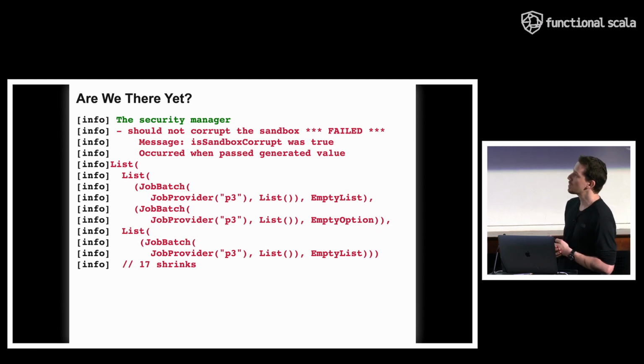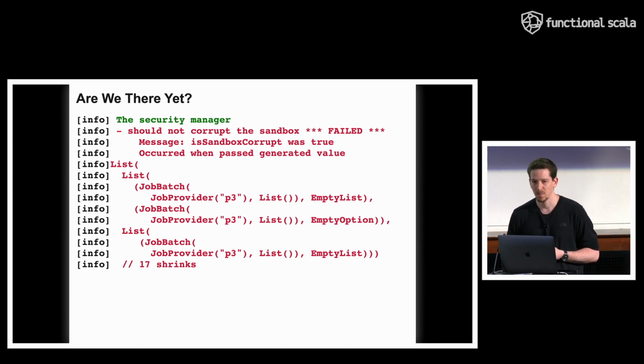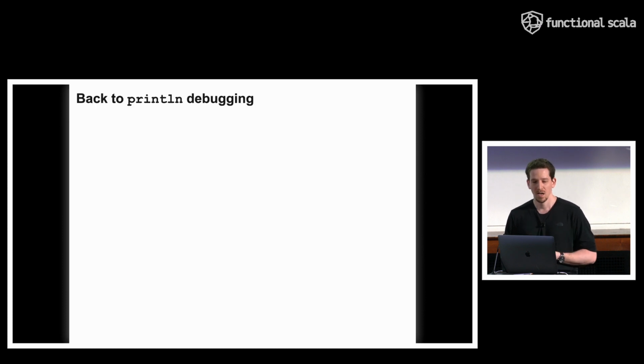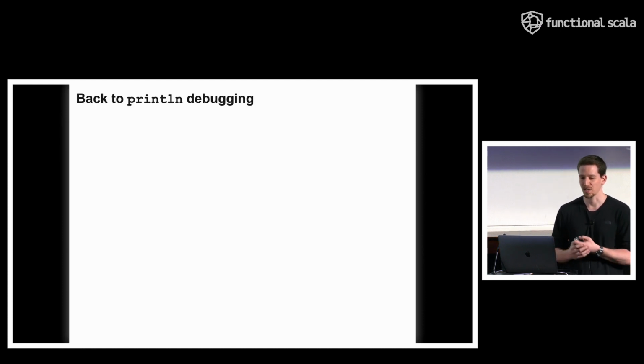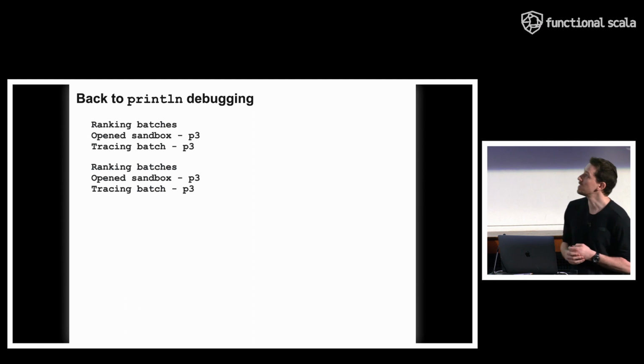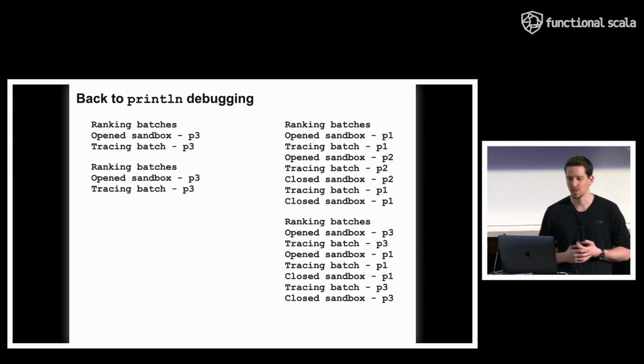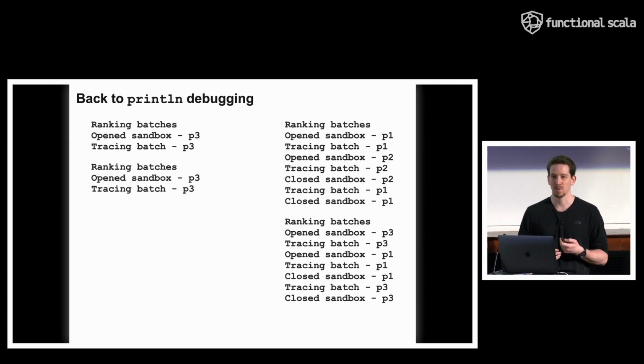And with such a minimal reproduction of this bug, we can actually trace it through our code in a way that's manageable. So here's a small print line debugging session again. This is what the logs look like now. And to figure out what's wrong with this log, we can compare it to a presumably successful log.